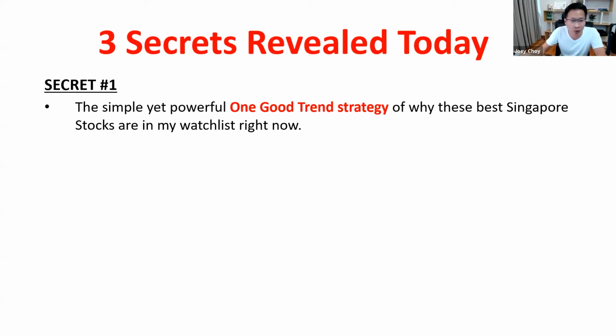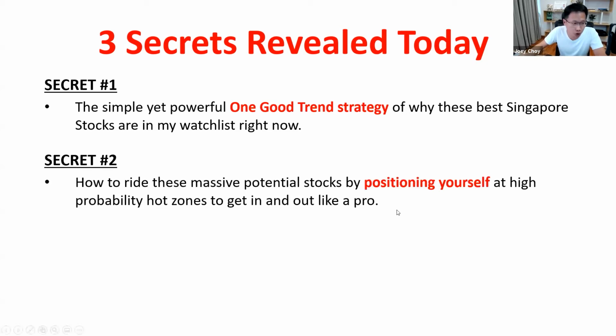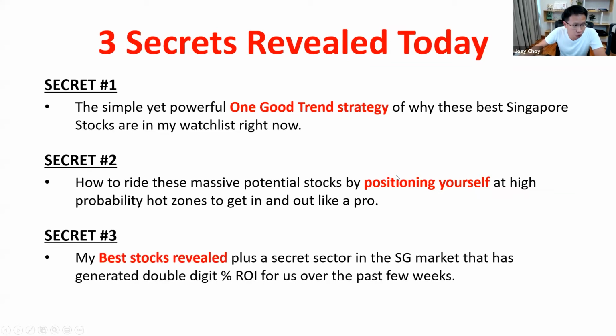Why even my watch list, right? What's the strategy behind it? I call this one good trend, right? Secret number 2 is how to ride these massive potential stocks by positioning yourselves at high probability hot zones, to get in and out like a pro. That's secret number 2. And we have secret number 3, which is my best stocks review, right?